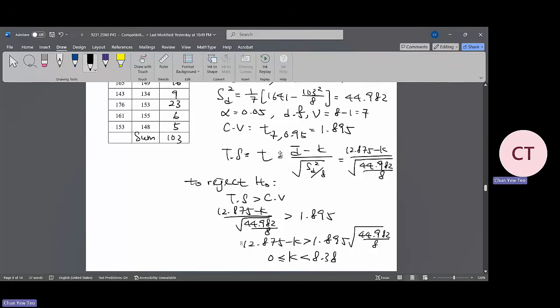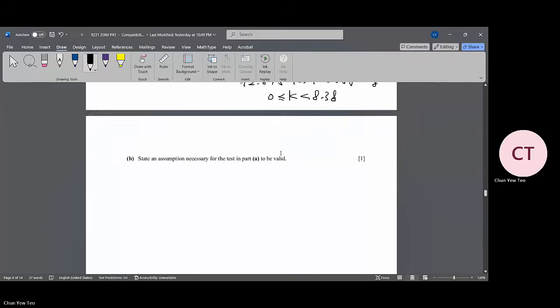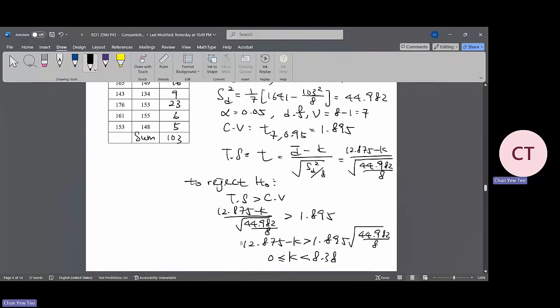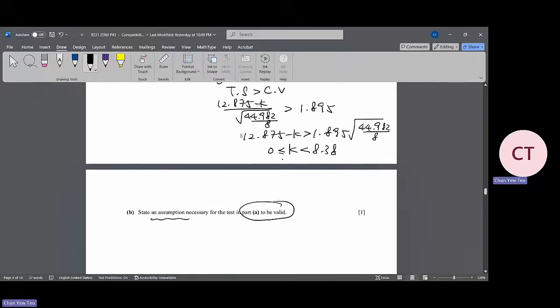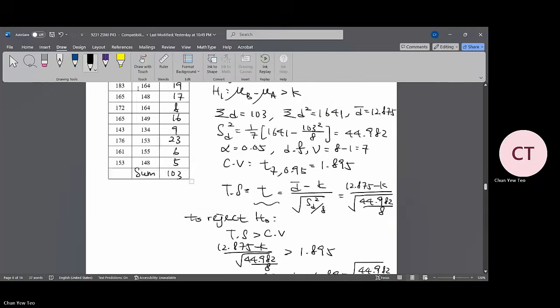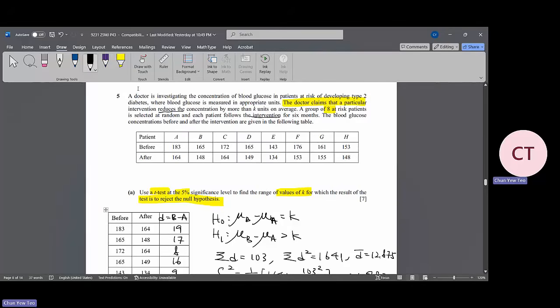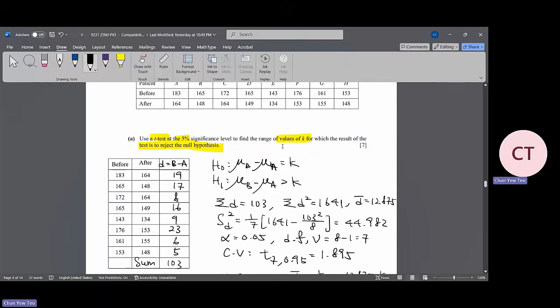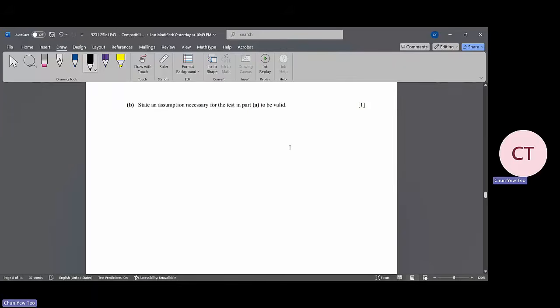Okay. So shown. Then we go for part B. State the assumption that is necessary for part A to be valid. For part A to be valid, because we are using t-test, for using t-test there's one assumption we need to make, that it is a normal distribution. Okay? But did the question mention normal distribution? The question didn't mention anything about it. So we try to use t-test because the question asks you to use t. So in order to use t-test, assume.